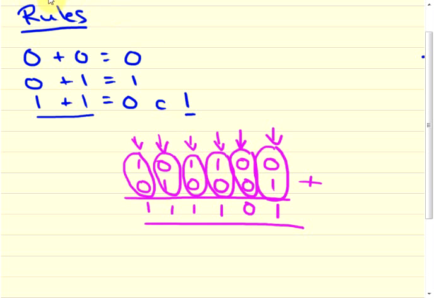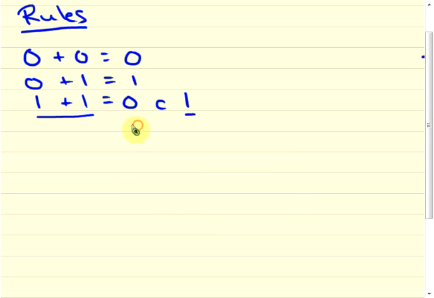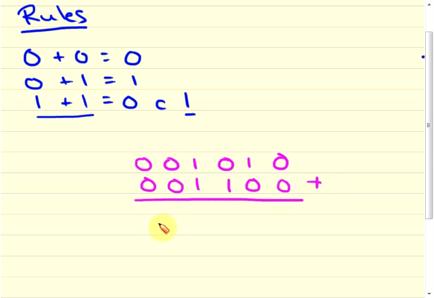Let's take a look at another example. We'll come up with two more binary numbers. This time we'll make sure that the numbers that we come up with create a carry. So, two more binary numbers to add together. Again, start from the right hand side, apply the rules of binary addition to the pairs of numbers.